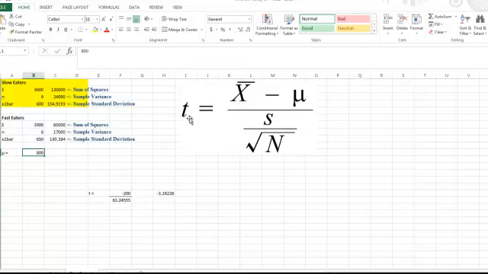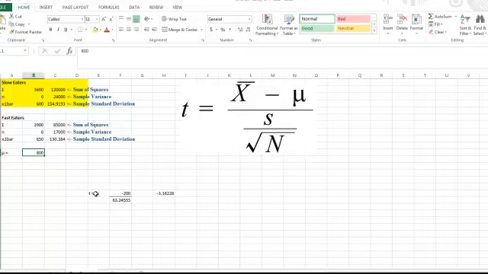So here again, we have our one sample t-test formula. It's going to be x bar minus mu. So sample mean minus population mean, again, the difference between. And then we have our standard deviation over the square root of n. So again, that's going to be an assessment of our within groups variability.